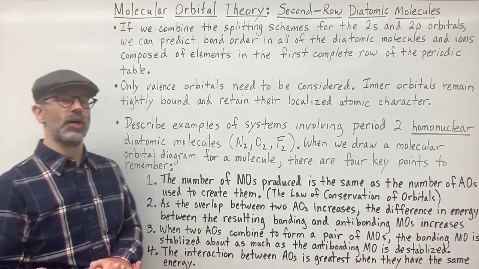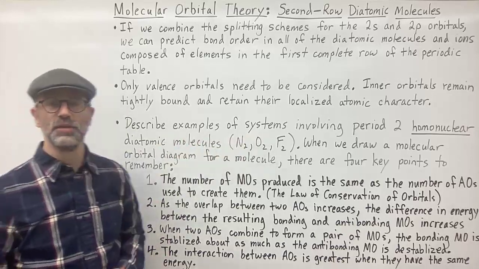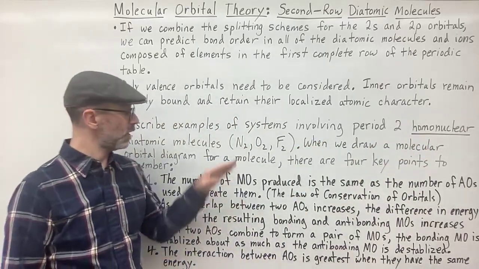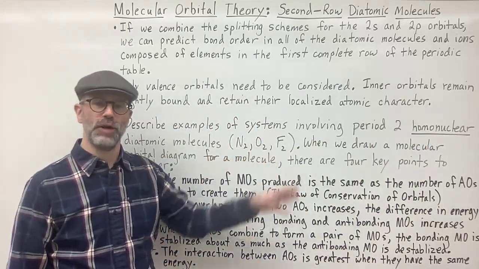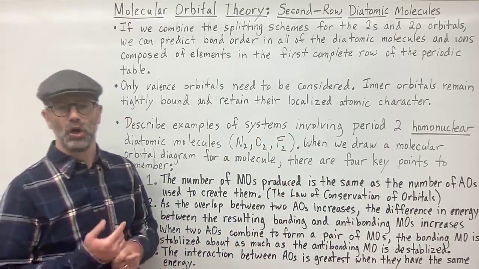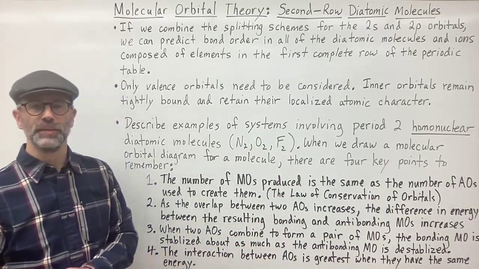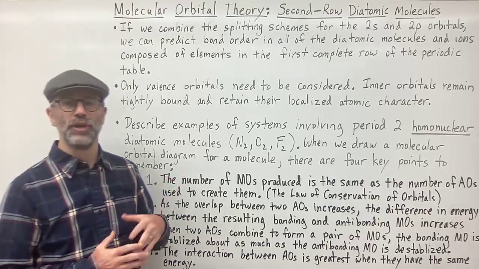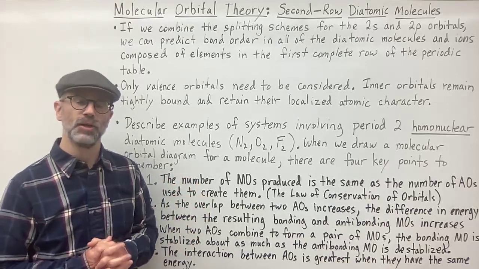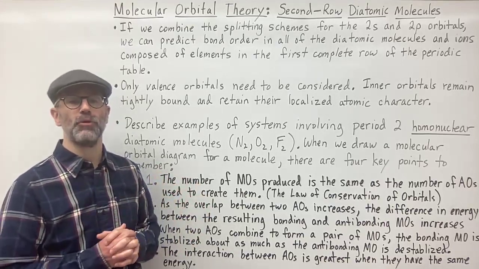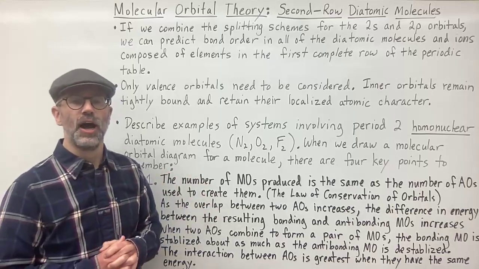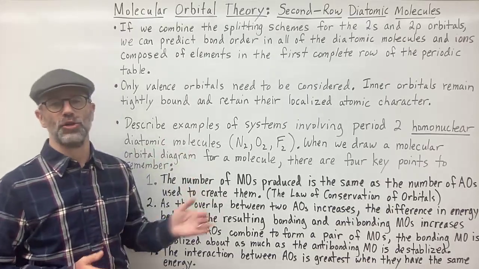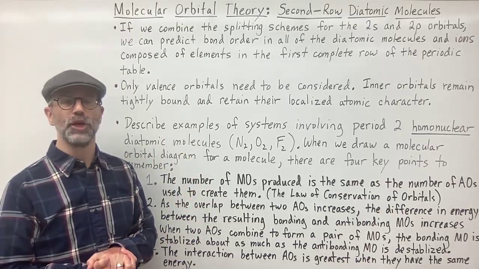And again, in this video, we're going to describe examples of systems involving the period 2 homonuclear diatomic molecules. That would be like N2, O2, F2, and so on. You have carbon as well, and beryllium. And so I'll save for another video the heteronuclear diatomic molecules. Hetero meaning different, so that would be like NO, NF or OF or things like that. So we'll consider those sorts of molecules in a different video.